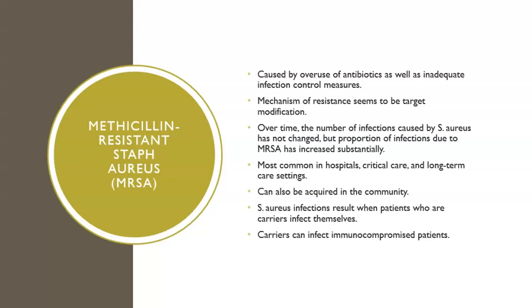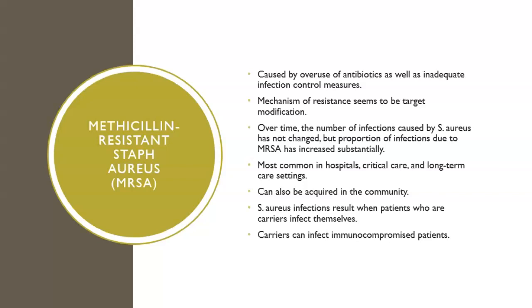The mechanism of resistance seems to be target modification. So if you think back to that first episode, we talked about how superbugs occur, and MRSA occurs through target modification. Over time, the number of infections caused by Staph aureus has not changed, but the proportion of infections due to MRSA has increased substantially. And this is because, again, we're overusing antibiotics, and this bacteria is becoming smarter, and we also need to focus more on infection control measures as well.